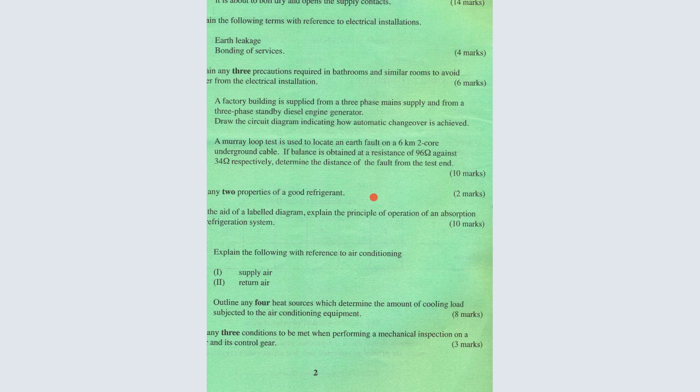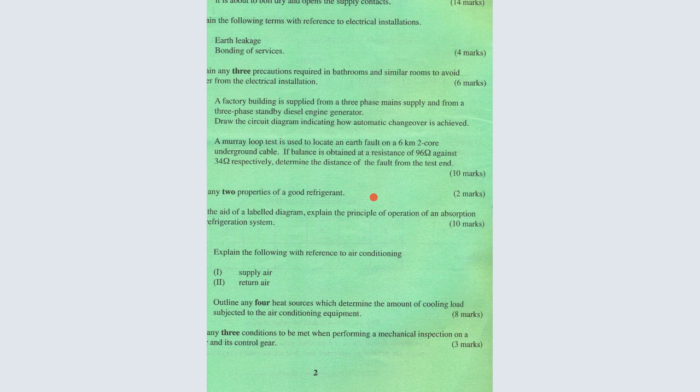So determine the distance of fault from the test end. So we assume that the distance from the test end as the resistance of 96 ohm, isn't it? Yes. So hapa ni mathematics tu. It is just simple mathematics. Unajiuliza the resistance of a 6 kilometer core. So the total distance is 6 kilometers. So what is the total resistance? The total resistance should be 96 plus 34.